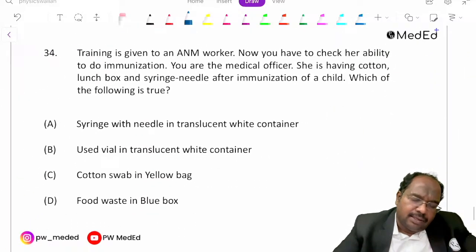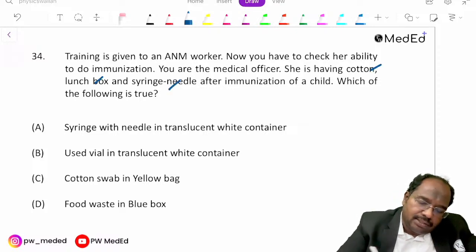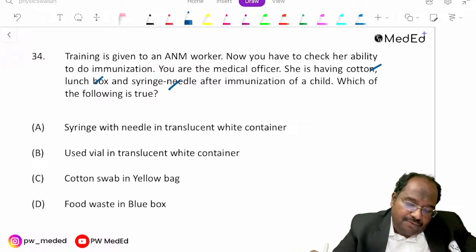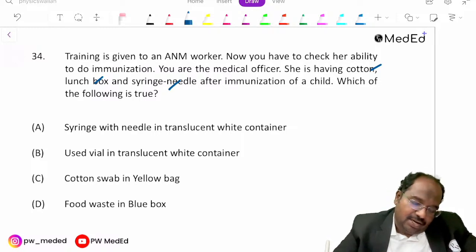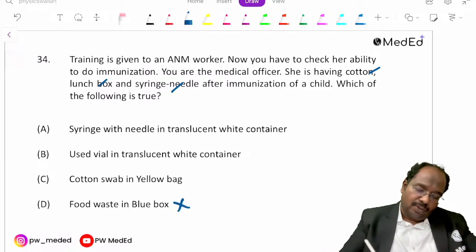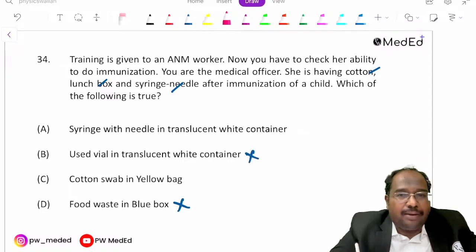Answer the question, guys. Training is given to the ANM worker. You are the medical officer. She has cotton, lunchbox, syringe, needle after immunization. Which of the following is true? Syringe with needle in a translucent white container, used vial in a translucent white container, cotton swab in yellow bag, food waste in blue. This is wrong. The vial should go to the blue color bin.